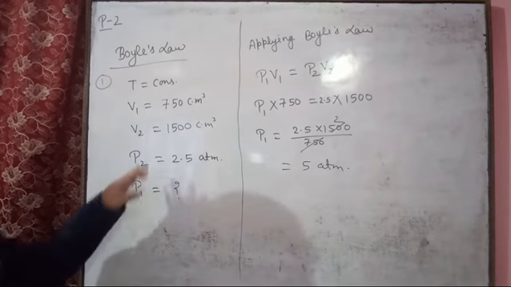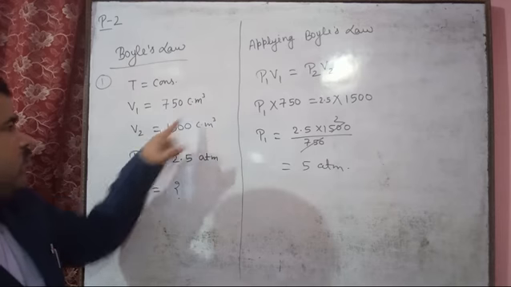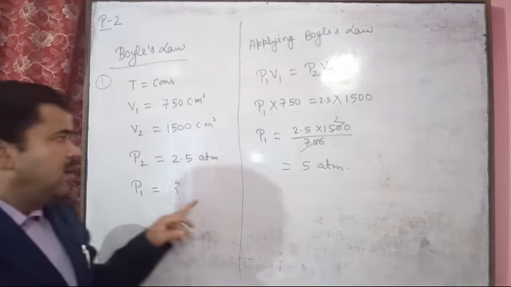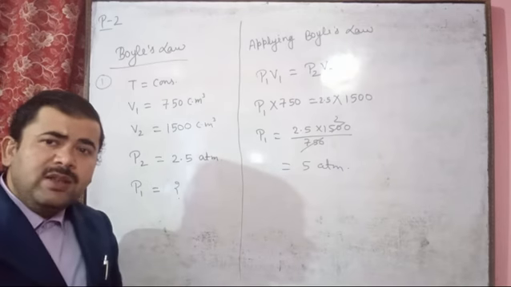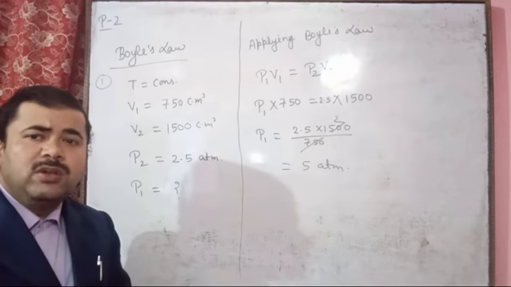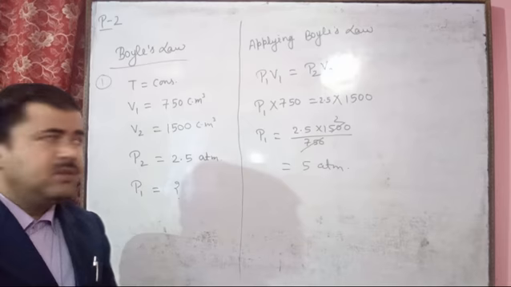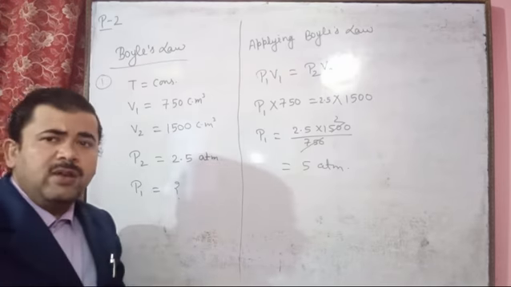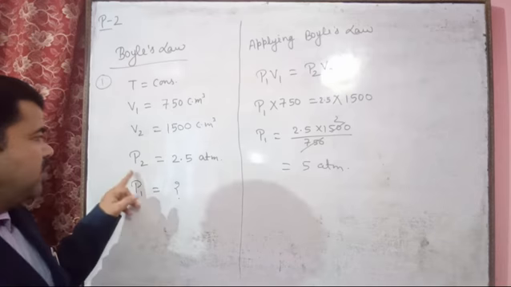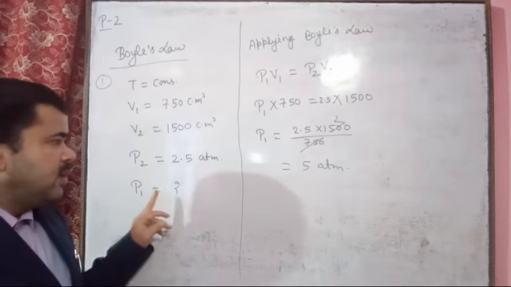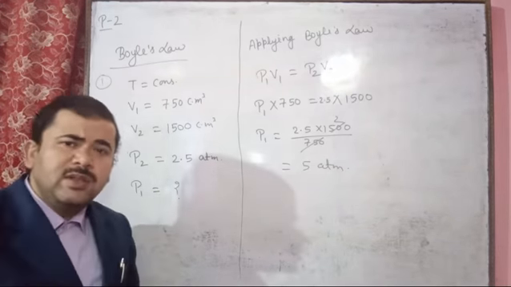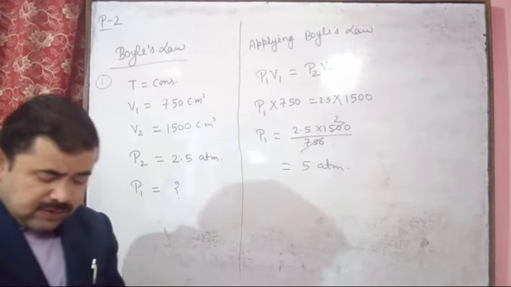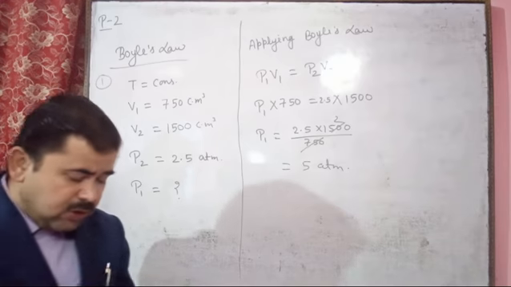Here also we can see the volume in centimeter cube, and the second volume also has the same unit, centimeter cube. If the question is given in a different unit, you have to take the same unit for the original and final value. Here P2 is 2.5 atmosphere and we are determining P1, so this answer will come in atmosphere. In the same manner you have to do the questions.